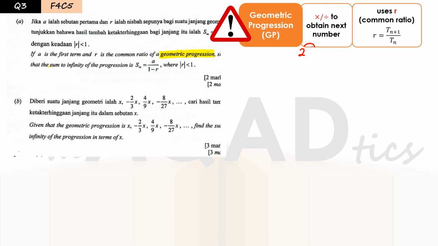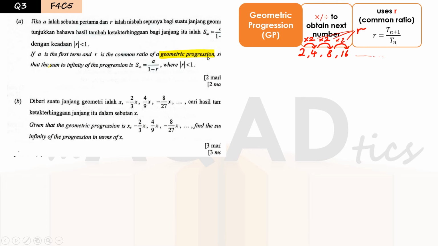If we want to get the next number, let's say we multiply by 2, right? So 2 times 2 is 4. And if we repeat the same thing to get the next number, 4 times 2 is 8, and we multiply by 2 again, it will be 16, and so on. So this is a geometric progression, and to find the next number, it is always multiplying by 2. And this value is actually the r, which is also called the common ratio.